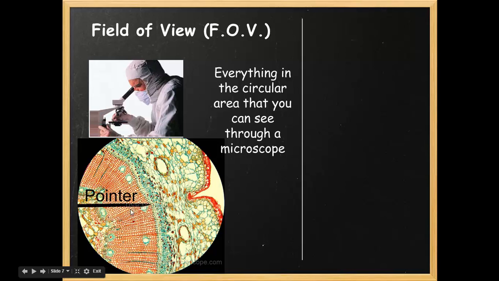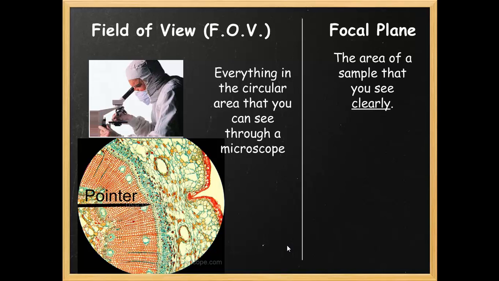If you're looking at a specific part of a specimen and you want to call someone else's attention to it, you can slide the pointer so that it points right at it and someone else could see it. There's also what's called the focal plane, and that's the area of a sample that you see clearly.